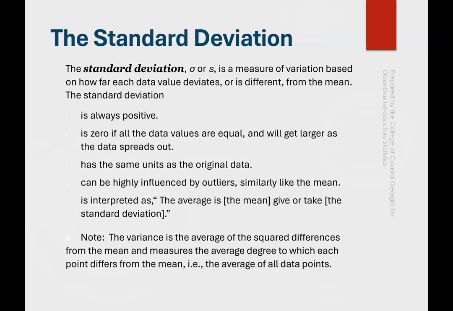So standard deviation is a measure of variation based on how far each data value deviates or is different from the mean. It's always positive. It's 0 if all the data values are equal. It'll get larger as the data spreads out. So if you imagine data squished together versus uniform versus really spread out. It has the same units as the original data. It can be highly influenced by outliers, similarly like the mean.